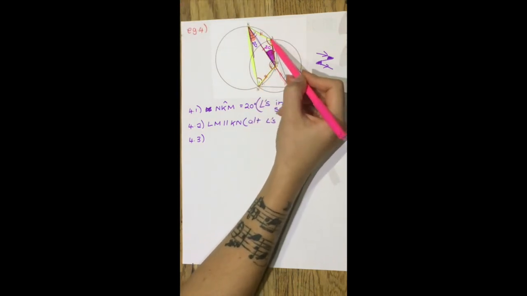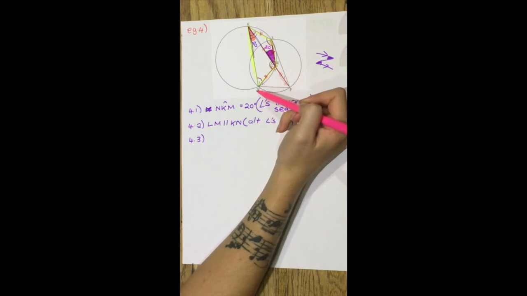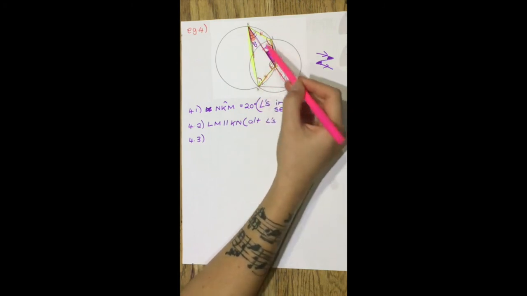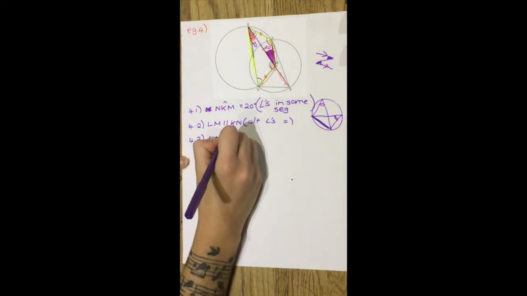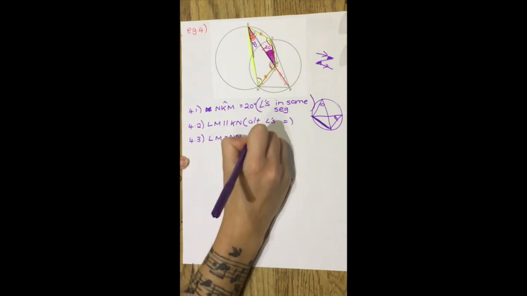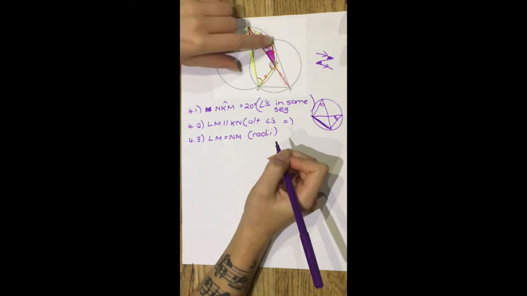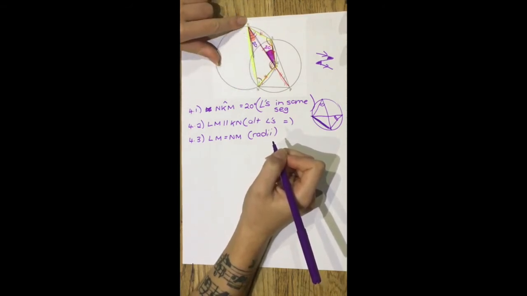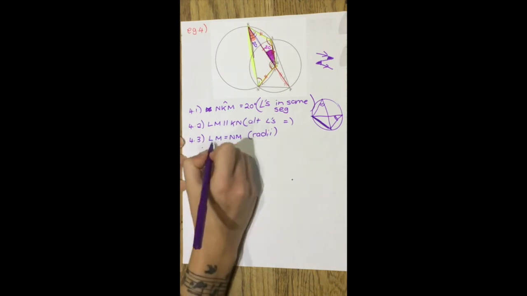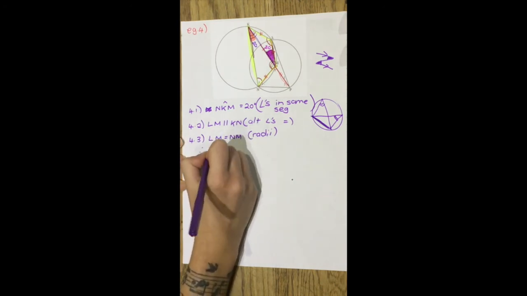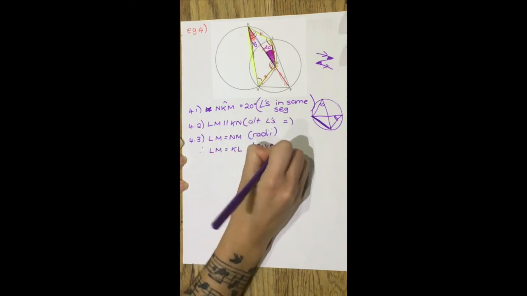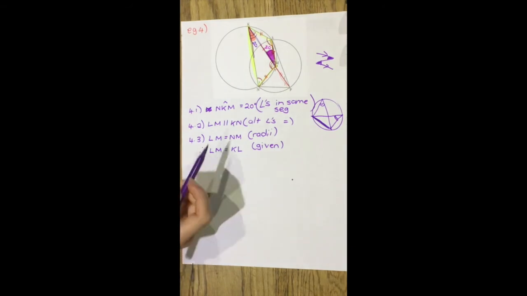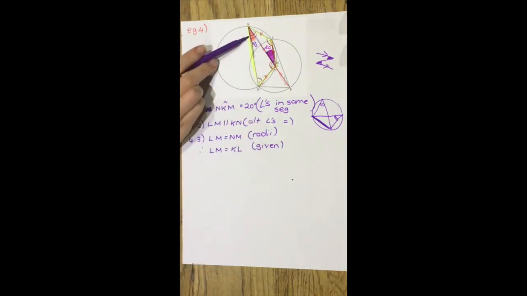So if I say LM equals MN, which equals KL, why? Because radar. Okay, so that's what I'm going to do. I'm going to say LM is equal to NM because radar. Okay, so these two lines are equal, but NM equals KL. So I can say, therefore, LM equals KL because it was given to us. They told us that those two lines are equal. So therefore, if this one equals this one and this one equals this one, this one must be equal to that one.